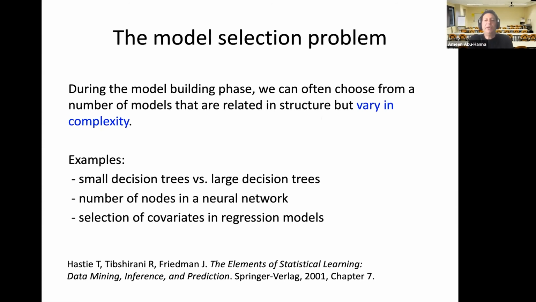When you build a model, because then you are an engineer, you're trying to find a good model, you have different choices about the complexity of the model. If you are fitting decision trees, you have choices about how large they could be. So you have a choice between small trees and large ones. If you are using neural networks, deep learning, how many layers, how many neurons per layer, and so forth. But even in regression models, we sometimes want to select the covariates that are most important. So how do we do this task?